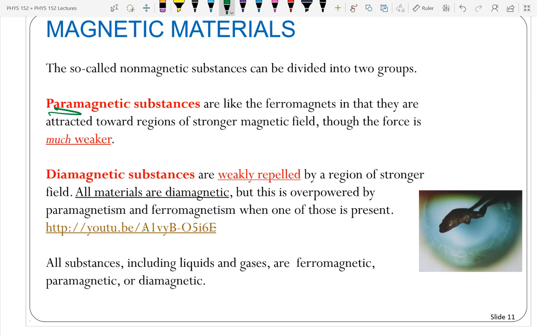So all materials, including liquids and gases, are either ferromagnetic, paramagnetic, or diamagnetic. Ferromagnetic, strong magnetism. Paramagnetic, weak magnetism. Diamagnetic, really weak, opposite magnetism.